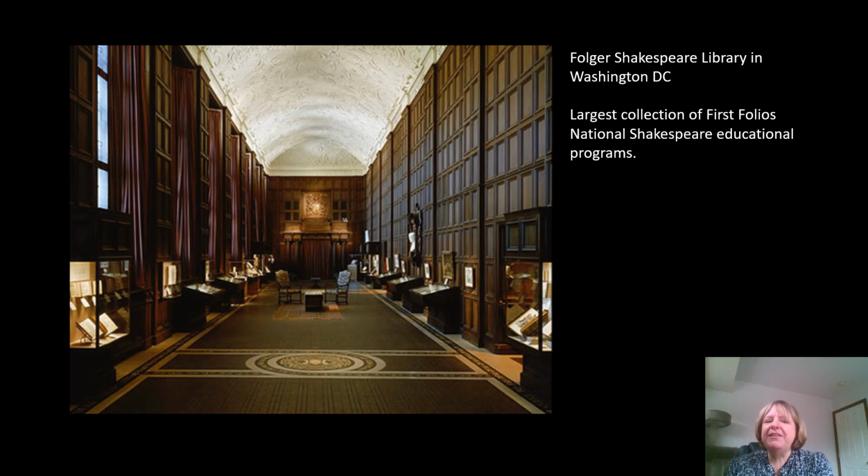The biggest collection of First Folios is ironically stored in the United States in Washington, D.C. at the Folger Shakespeare Library. And in the cases in the picture here, you can see the hermetically sealed copies of the First Folio. You can't touch them with your own hands, but you can look at them and see what that looked like.